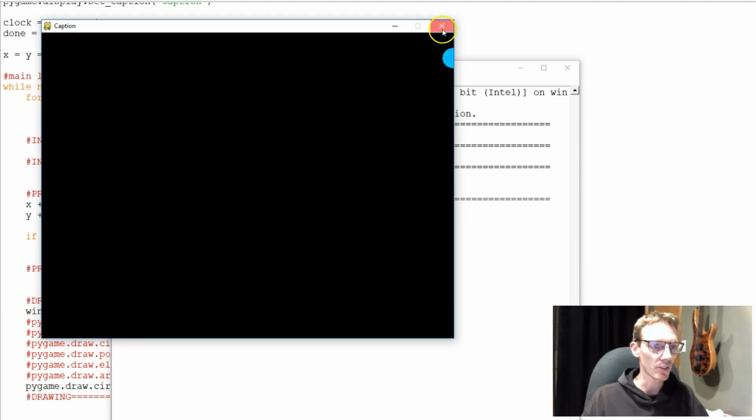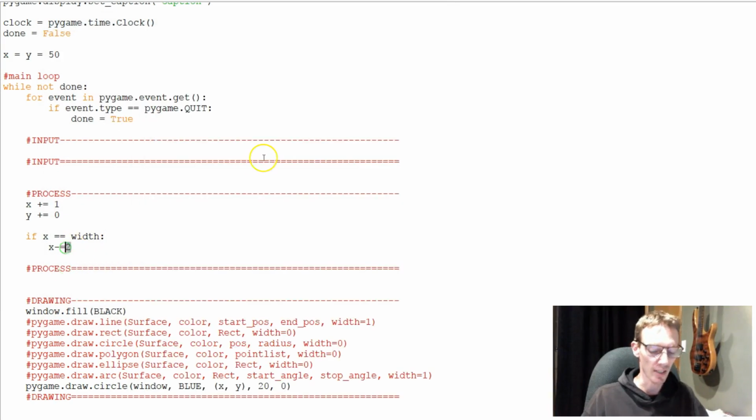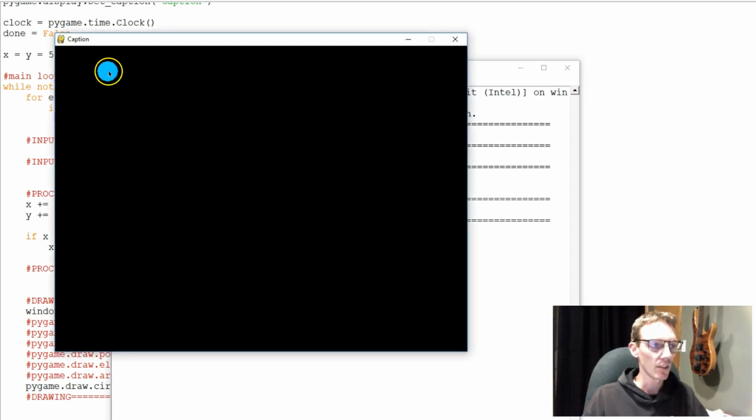In fact, if I were to change this thing to subtract 20, well, let's just say 10. When it finally gets to the edge, it's going to go back 10, but then keep adding 1, and then back 10 and keep adding 1. And so it's just going to be kind of stuck on that edge. See, it just wants to keep going to the right.